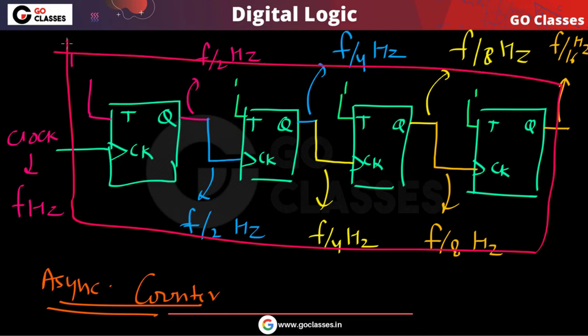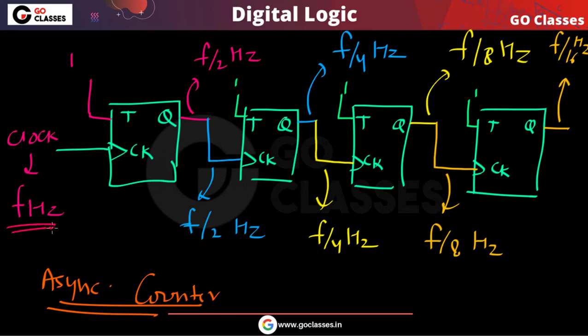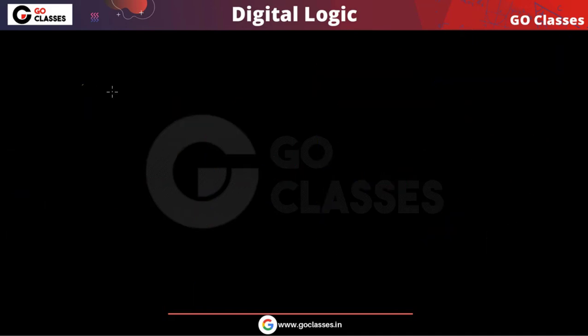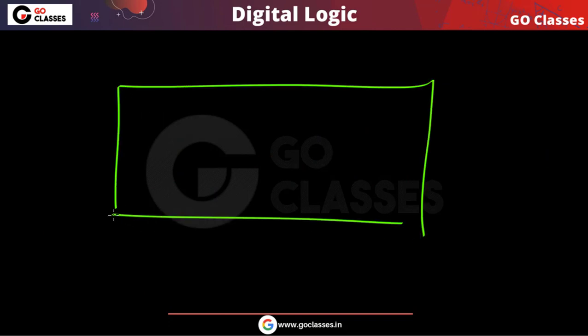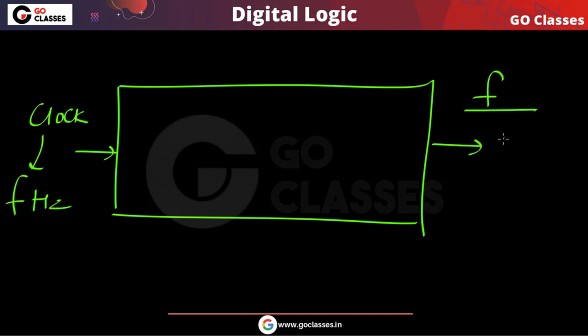This circuit will divide the frequency by 2 power 4. So if your input frequency is f hertz, then the output frequency will be f by 16 hertz. So you have divided the frequency by 2 power 4. So this is the idea. Let's assume this is the clock signal, and this clock signal has f hertz frequency. And if you want to divide the frequency by 2 power k, then what can you do?